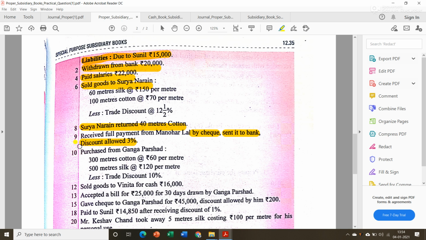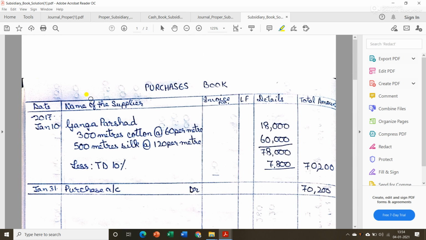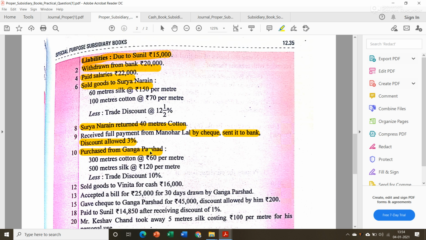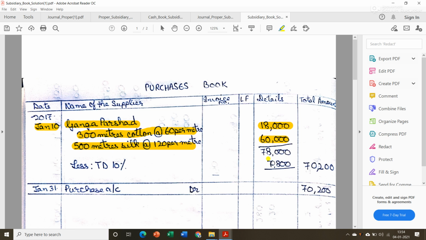Then next, on January 10, purchased from Ganga Prasad. Here we are going to assume we purchase goods on credit, so we have to record it in the purchase book. So on January 10 we purchase goods from Ganga Prasad. The details of the purchases are 300 meters of cotton at 60 per meter, that is 18,000. Then 500 meters of silk at 120 per meter, that is 60,000. Then we were provided 10% discount as well, so we will deduct a trade discount of 10%, that is 7,800. So altogether we purchased goods worth rupees 70,200.